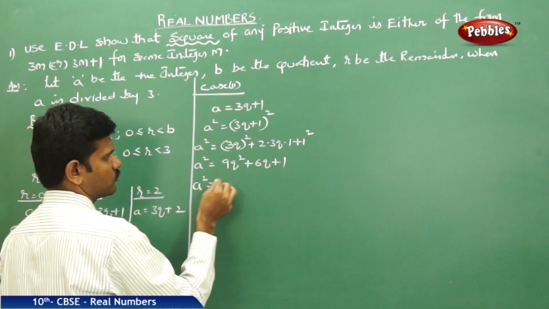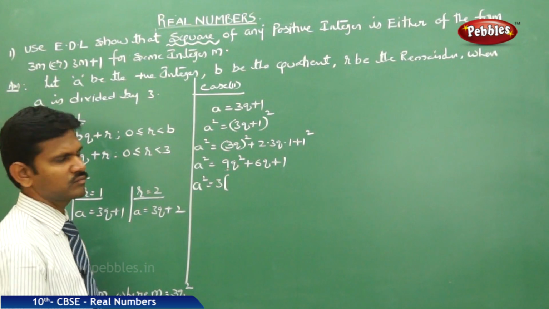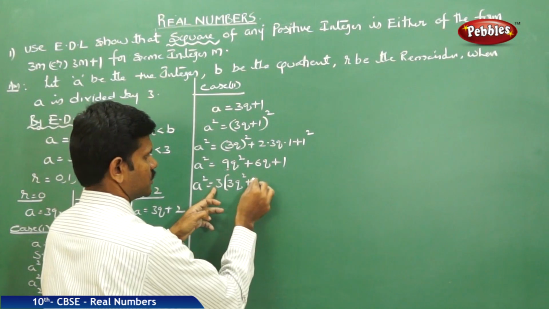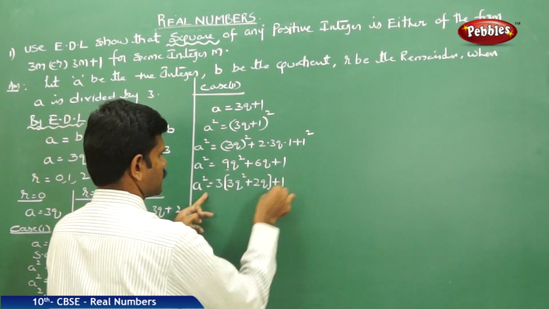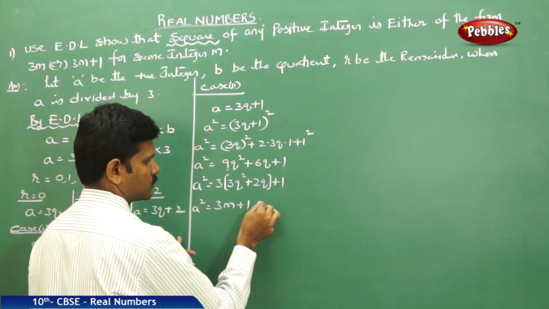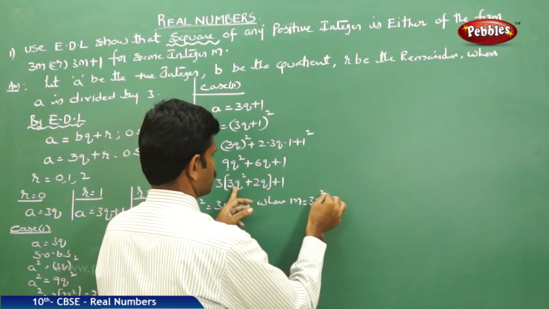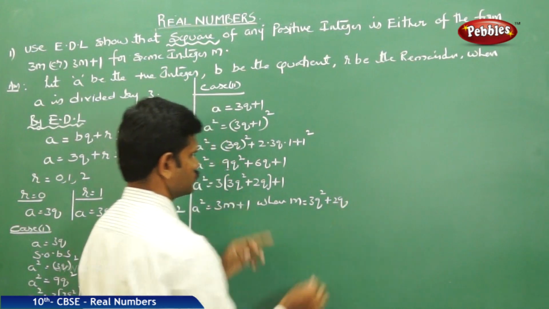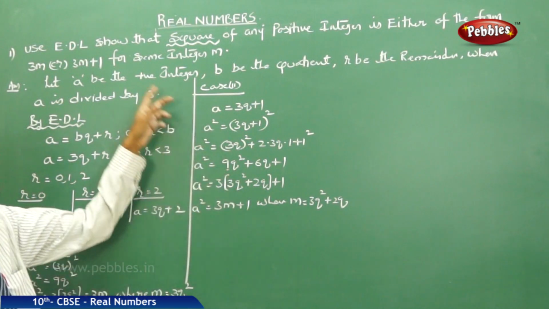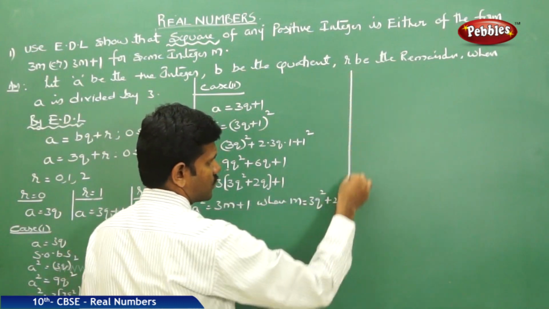That is, a square is equal to, from these two I want to take 3 as common. The rest part is 3q square plus 2q, plus 1. Therefore, a square is equal to 3m plus 1, where m is equal to 3q square plus 2q. Now we see the square of any number is of the form 3m plus 1.